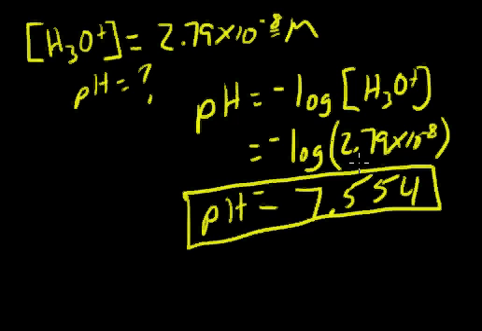But with significant figures, however many significant figures are in the number you're taking the logarithm of, that's how many decimal places you have on your final answer of pH. So this is our second example of pH. But what about if you have to go backwards? What if you're given the pH and you need to solve for the hydronium concentration? What do you do then?